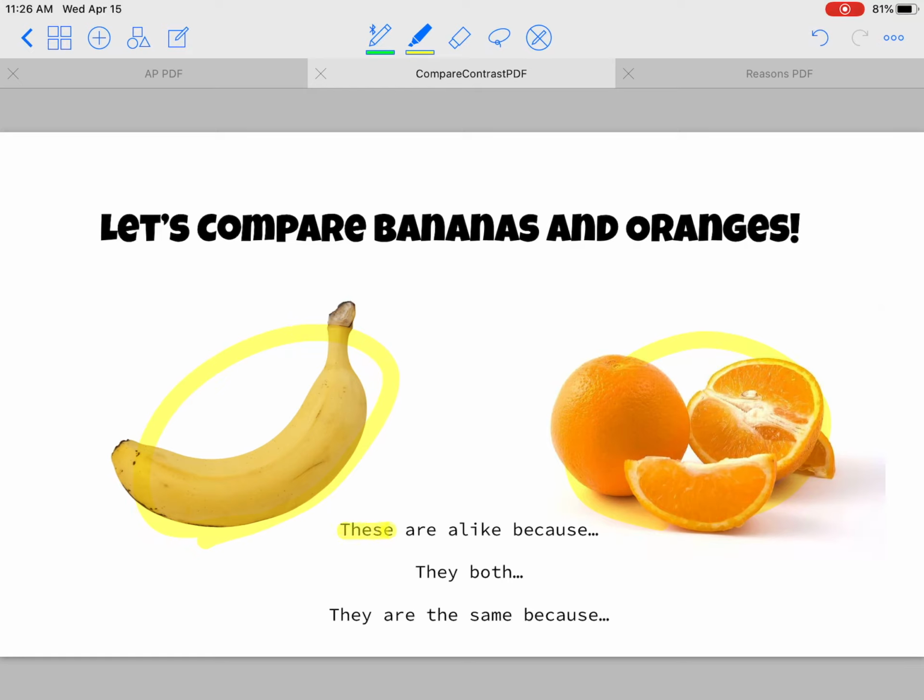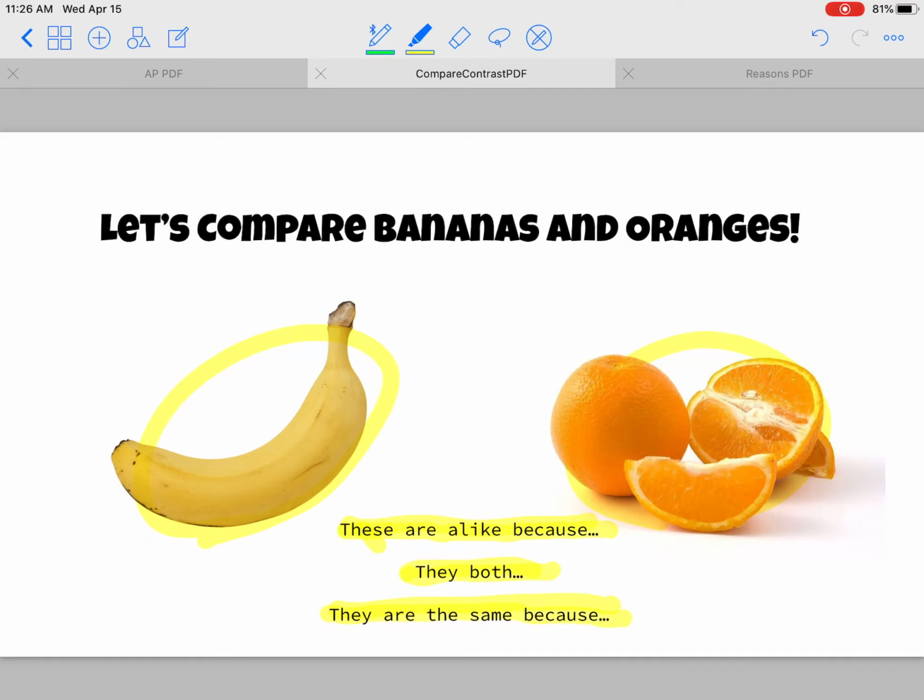So if you look at the bottom, it says these are alike because. So I could say these are alike because they are both fruit. That is one way that these items are similar. The next one says they both. So I could say they both are fruit. That's another way that these items are similar. The next one says they are the same because they are both fruit. So that is just three different ways to say that. And you can use these if you would like. You don't have to. This is just kind of giving you some ideas as you brainstorm, okay?